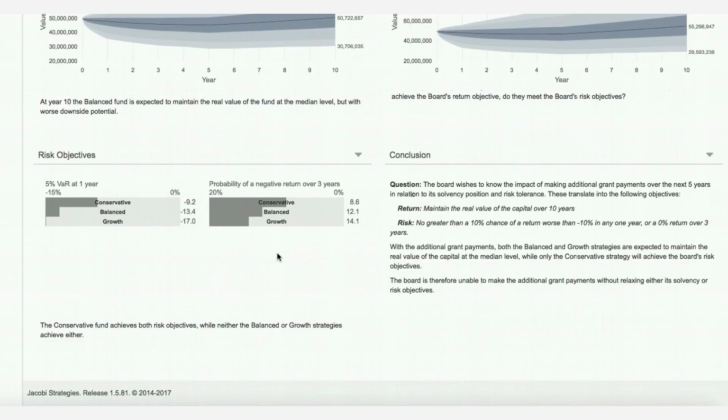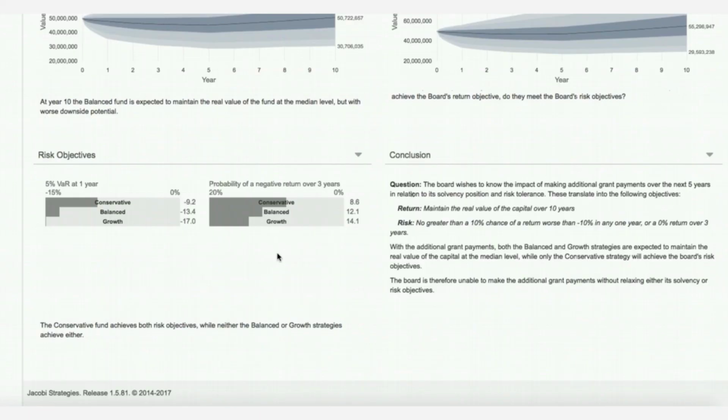So, in summary, with the additional grant payments, both the balanced and the growth strategies are expected to maintain the real value of capital at that median level, while only the conservative strategy will achieve the board's risk objectives. The board is therefore unable to make the additional grant payments without relaxing either its solvency or its risk objectives.